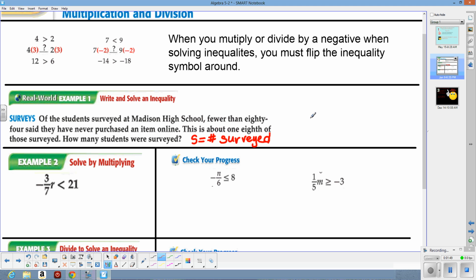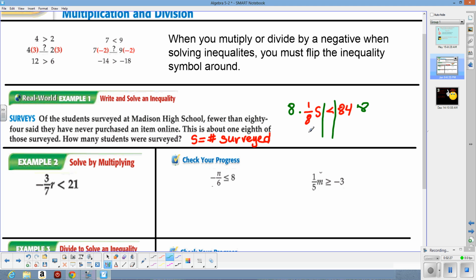Now if we go back to write our inequality, it says this is about 1/8 of those surveyed. So 1/8 of those surveyed would look like this. Of in math leads us to multiplication, so 1/8 times the number of people surveyed has to be fewer than 84, so less than 84. Now to solve this inequality, you would want to multiply both sides by 8. Remember, when you have a fraction as your coefficient of the variable, you can multiply by the reciprocal to eliminate the fraction.